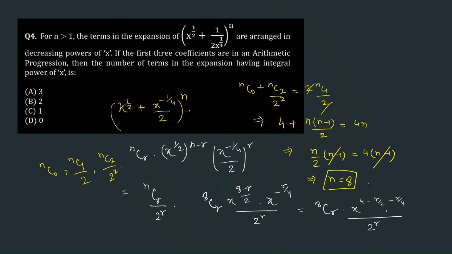Now from here we can directly say that if x has to have integral powers only, then r should be a multiple of 4. Now we know that in this expansion r varies from 0 to 8. So r can be 0, r can be 4, and r can also be 8. These are the possible values of r. That means option A is the correct option for this question. I hope you understood this question.